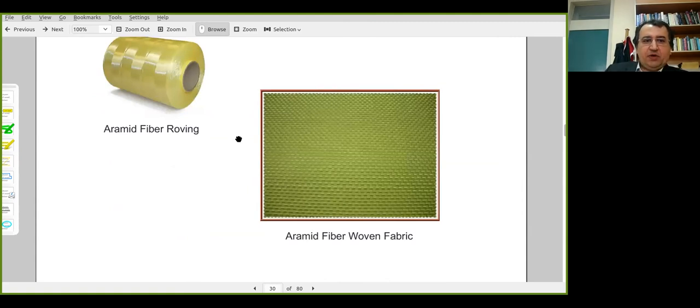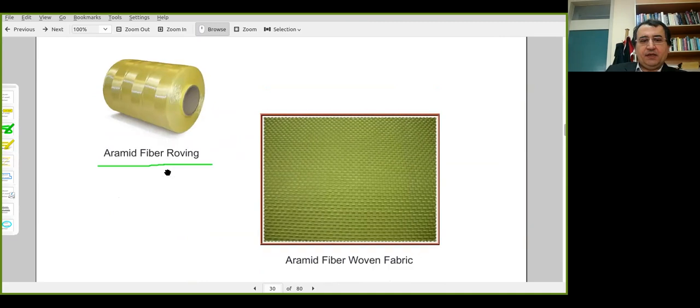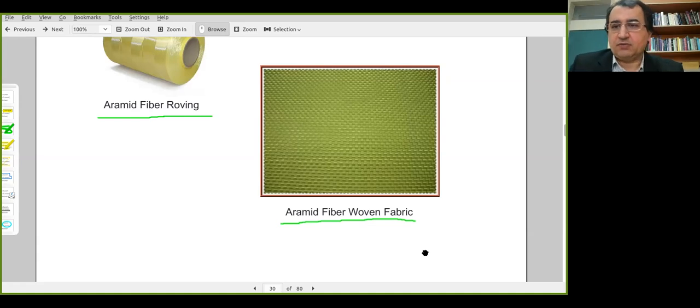These are examples of commercially available aramid fibers. This is an unwoven aramid fiber strand, or roving. That is the woven fabric form of aramid fibers. They both can be used as starting materials in manufacturing of composite structures.